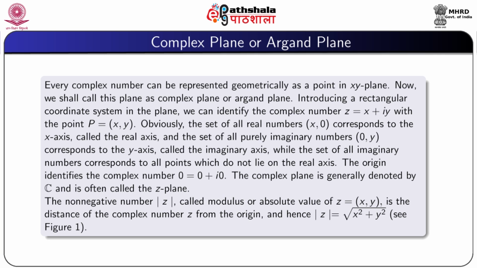The non-negative number mod z, called the modulus or absolute value of z, is the distance of the complex number z from the origin, and hence modulus z is equal to root over x square plus y square. And see this figure, here z is (x, y). So, modulus z is the distance of z from the origin.